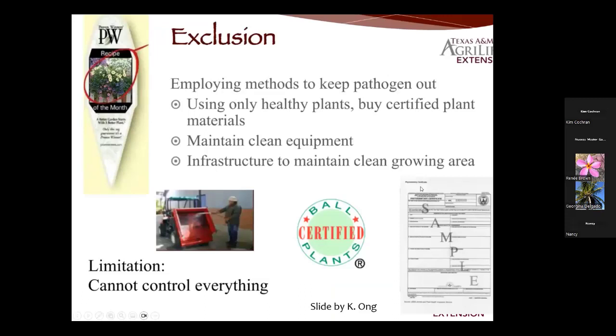Exclusion is keeping the pathogen out, using only healthy plants. This is really important if you're going to be investing a lot of money on setting something up like a citrus grove or a vineyard. Maintain clean equipment, and that includes infrastructure to maintain a clean growing area. For me, that means have all my stuff ready to go to disinfect my tools, because if I don't have it right there, I'm not going to do it. The limitation is you can't control everything. You can't stop the wind. It happens, but it's all about stacking the deck in your favor for success.